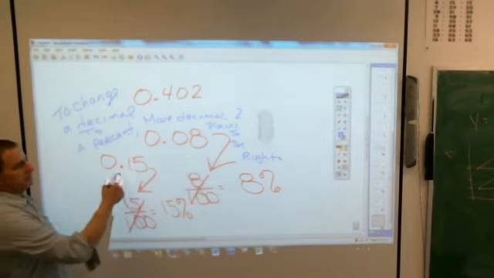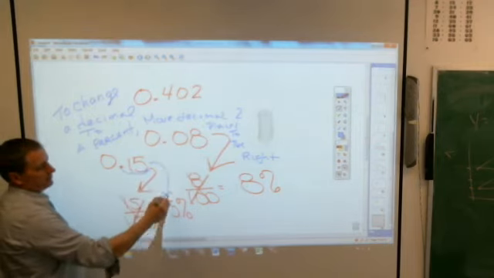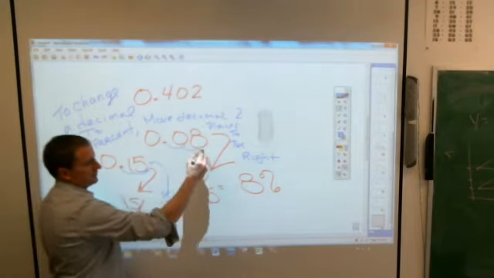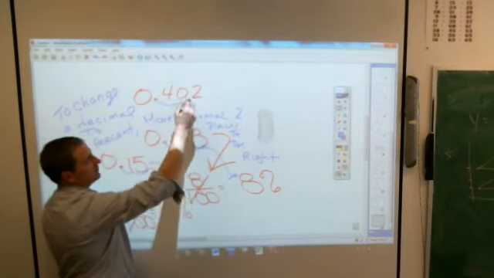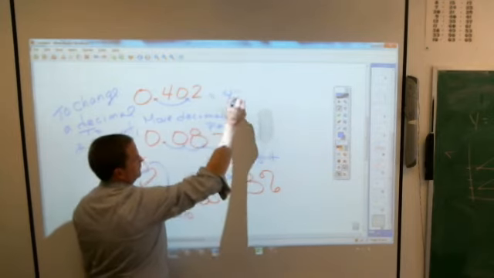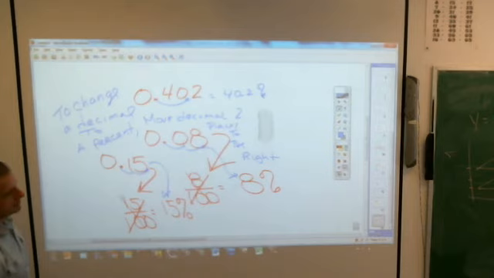Which just means this. I just moved this decimal two places here and it became 15%. I just moved this decimal two places here, it became 8%. If I just move this decimal here, the percent is actually 40.2%. That's pretty handy, isn't it?